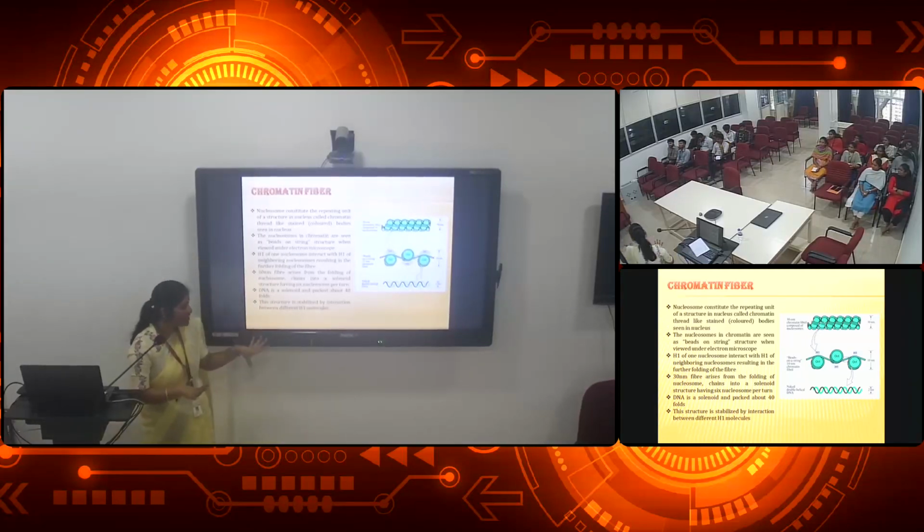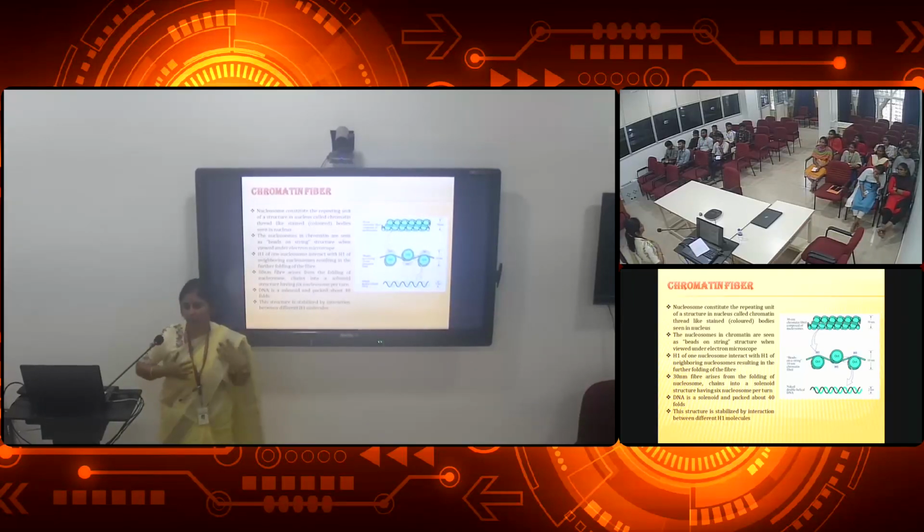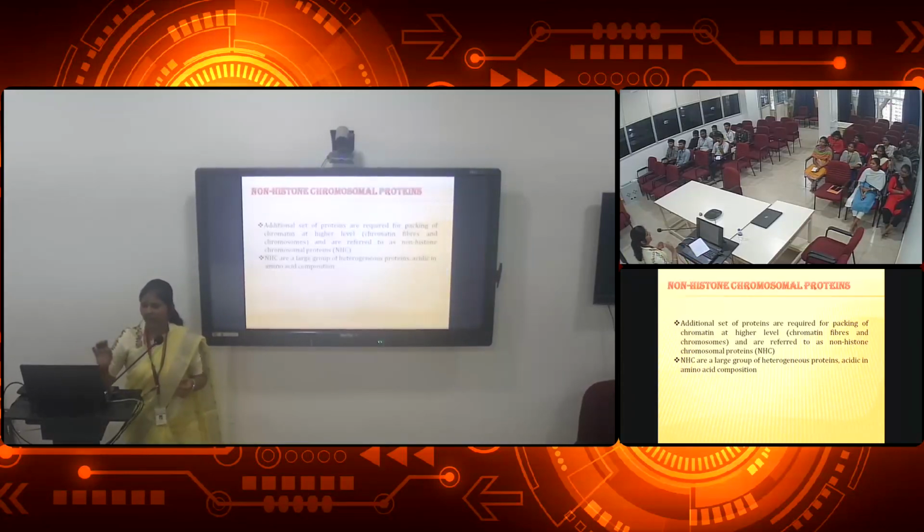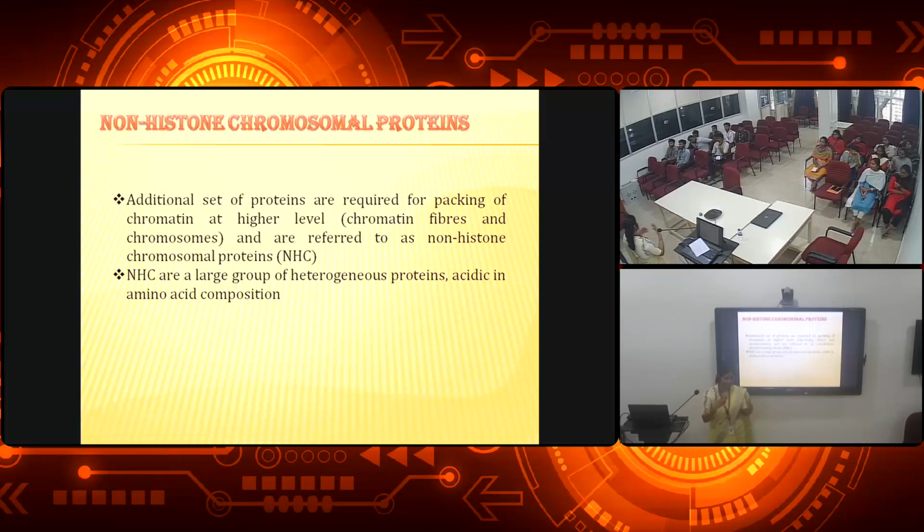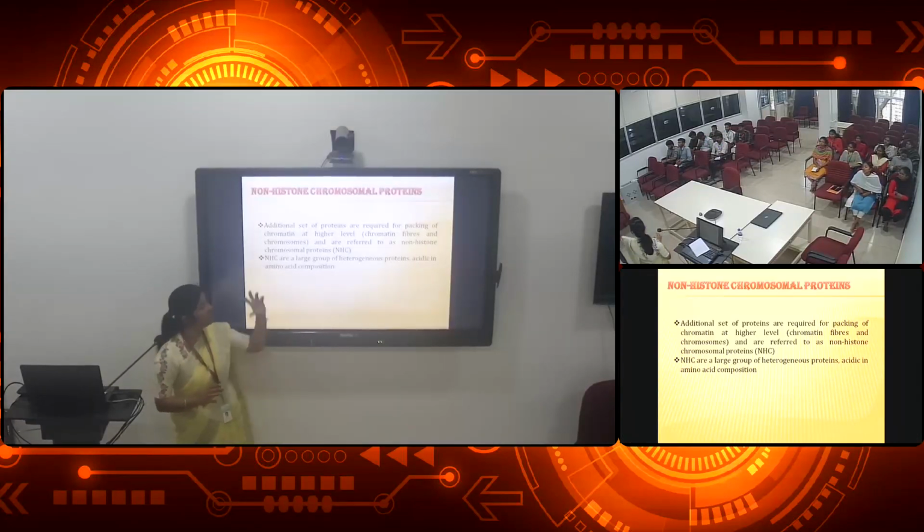Okay, this structure is stabilized by interactions between the different H1 molecules. Okay, and the structure must remain stabilized. If it becomes unstabilized, the tightening will go away. So it must be stabilized, and H1 molecules help in keeping it stabilized. Okay, understand? So in this way the processing of DNA takes place, particularly in the eukaryotic cell. So in a eukaryotic cell, this is how DNA packaging develops.